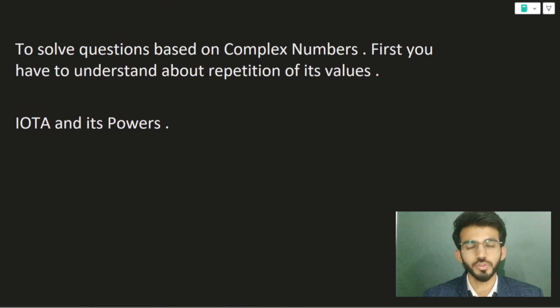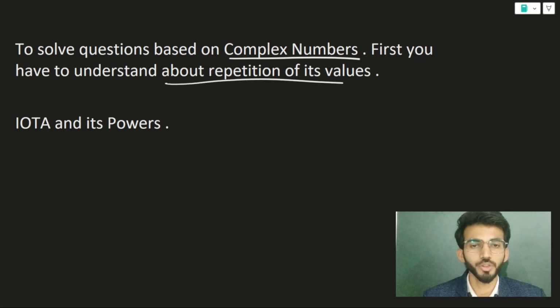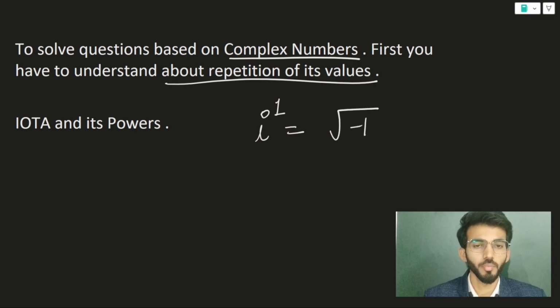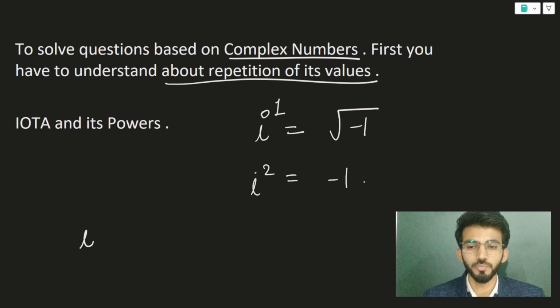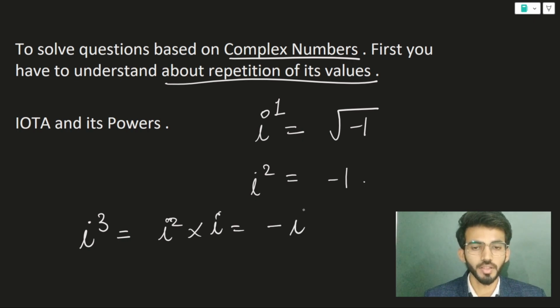How can you solve the questions? To solve the questions based on complex numbers, first you have to understand the repetition of the values of iota, that is, after how many powers its value gets repeated. So first we know very well that i to the power 1, that is iota, is equal to the square root of minus 1, right? If we square it, we will get minus 1. If we do its cube, we will get i square into i, that is minus i, right?